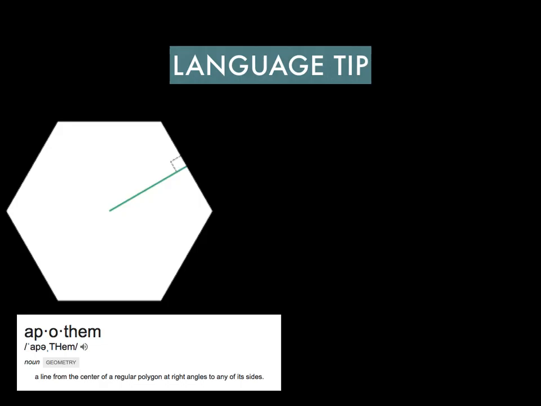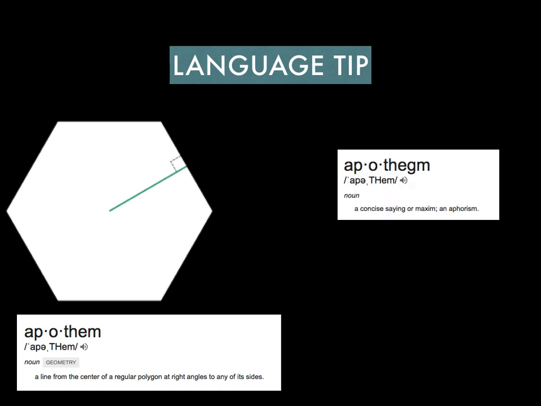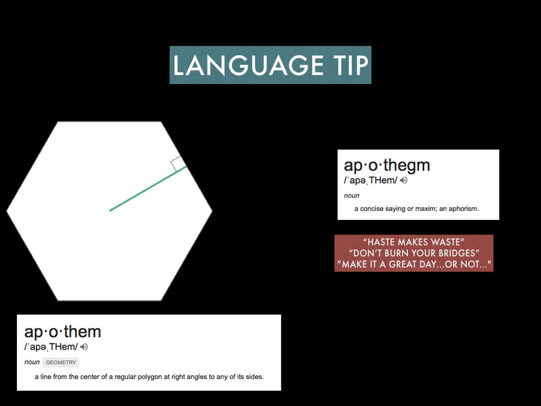So, language tip here. An apothem is, again, the line from the center of the polygon to its side. An apothegm is a concise saying or aphorism. So for example, haste makes waste, don't burn your bridges, make it a great day or not, the choice is yours, are all apothegms. And then the geometry thing is an apothem.